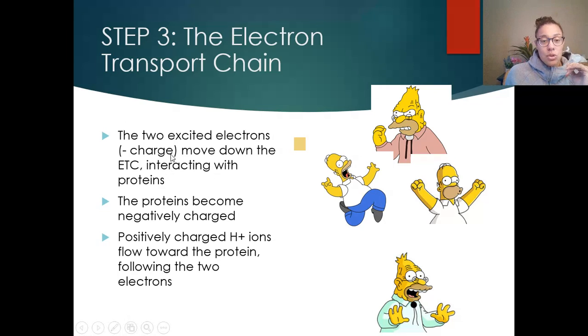So again, those two excited electrons are going to move down the electron transport chain and interact with those proteins. The proteins are going to become negatively charged, so the electrons are dropping off their energy to those proteins. So here's angry grandpa over here. That's the ETC. The electrons are pumped up. They drop off their energy. And now we have some positively charged proteins, which leads to the positively charged hydrogen ions.